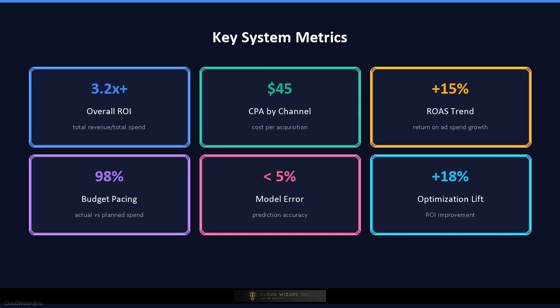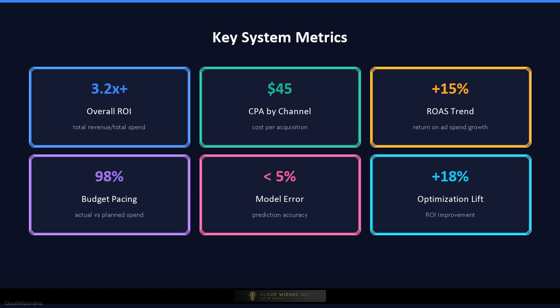Overall ROI percentage, total revenue divided by total marketing spend. Cost per acquisition by channel, showing efficiency across different platforms. Return on ad spend trends over time, indicating optimization effectiveness. Budget pacing variance, how actual spend compares to planned spend over time.